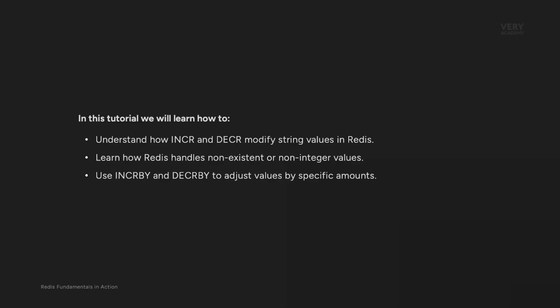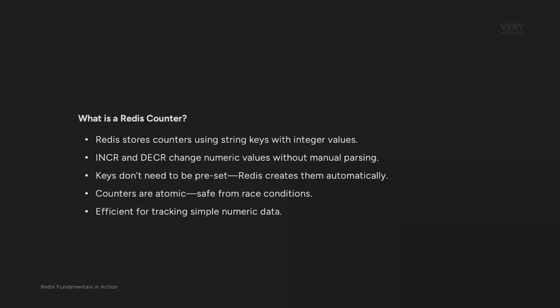In this tutorial, we'll explore how to use Redis strings as simple counters using increment and decrement commands. This topic is important because it introduces a clean and efficient way to manage numeric values in Redis using string keys. A Redis counter is simply a string that holds an integer value. Even though Redis strings usually store text, Redis is smart enough to treat them as numbers when you use certain commands. The two main commands used for this are INCR and DECR, so increase and decrease.